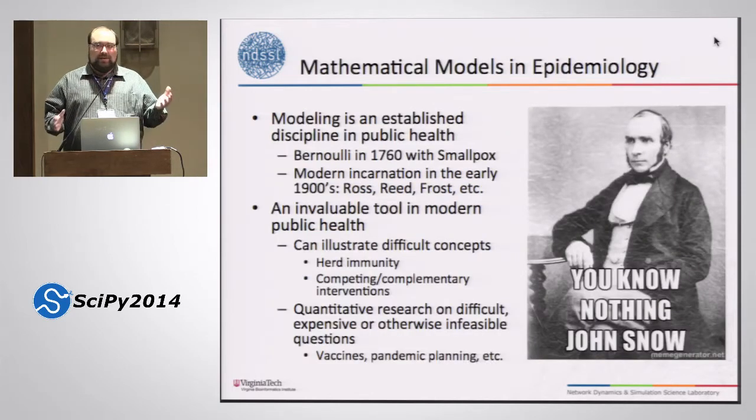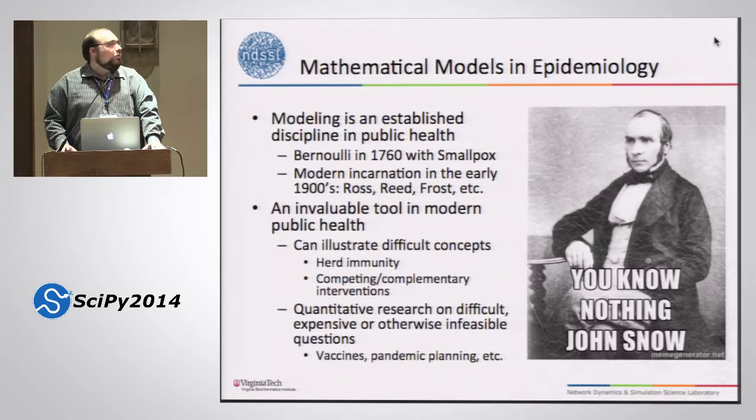So a brief introduction to mathematical models in epidemiology. Bernoulli started out in 1760 with a mathematical model of smallpox. For those of you who know the history of epidemiology, that well predates John Snow, the so-called founder of epidemiology. And its really modern incarnation takes off in the 1900s with people like Ross, Reed, and Frost, working on various and sundry public health problems of the day.